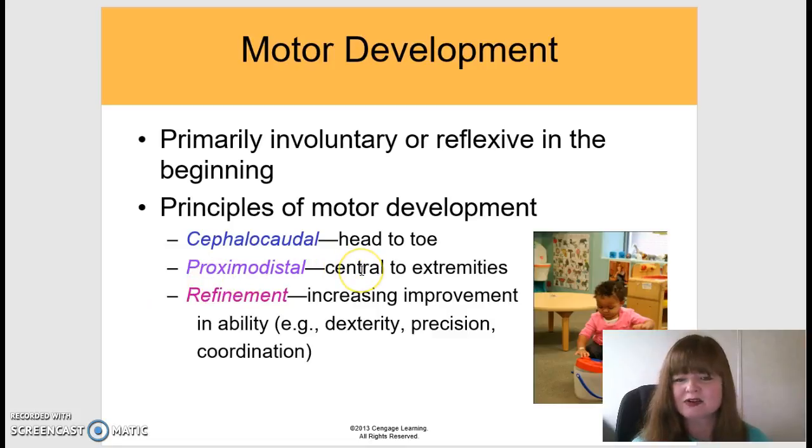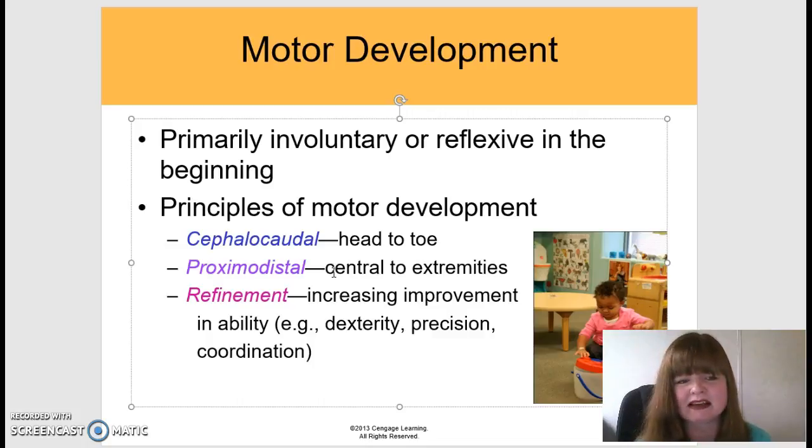Proximodistal is central to extremities, so that means development may occur from the center of the body, the torso, and then reaching out into the arms, the hands, the legs, the feet. We know that nerve paths aren't completely formed yet in an infant, and that oftentimes they don't even realize their arms and legs are their own until several months down the road. And then we have refinement, which is increasing improvement in their ability. They become more dexterous, more precise in their movements, and also develop a little coordination.